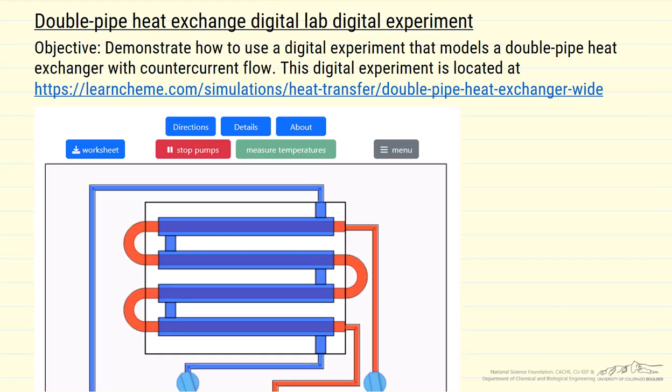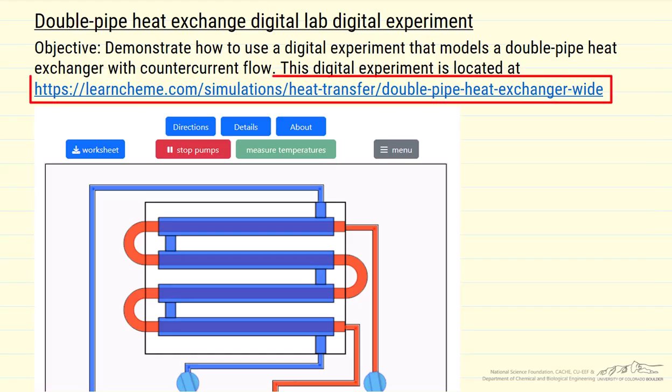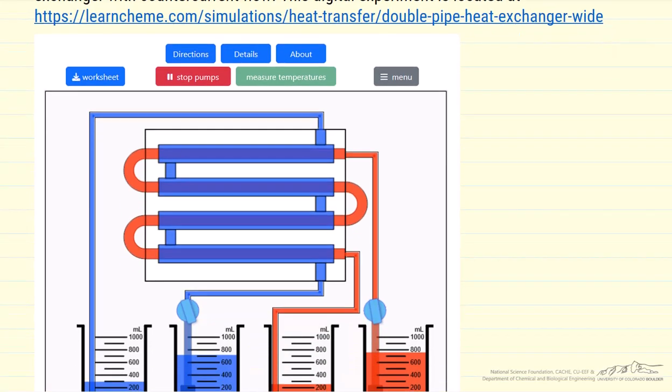I'll briefly demonstrate how to use a digital experiment that models a double pipe heat exchanger. This has counter current flow. The simulation is located on the LearnChemE site, and that location is given here.